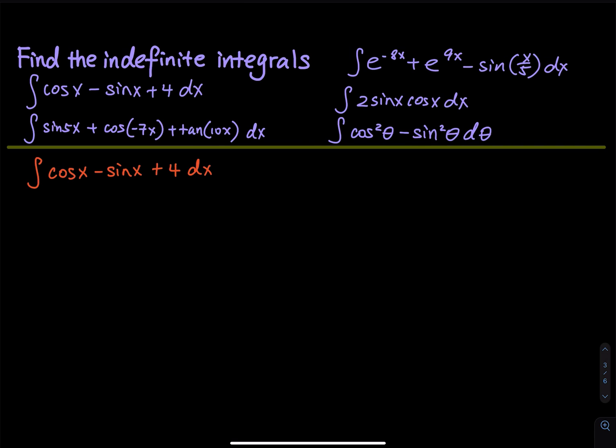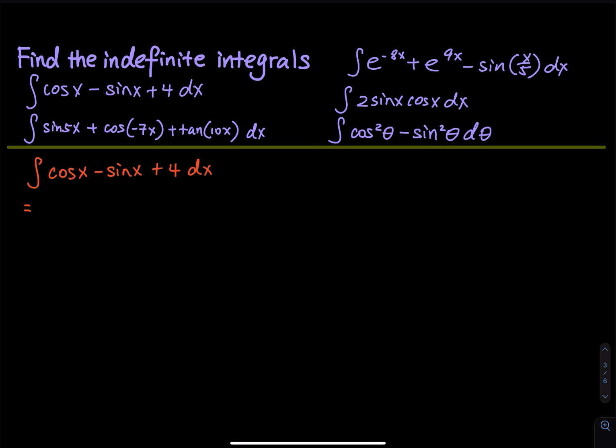Let's find these 5 indefinite integrals. The first one is the integral of cosine x minus sine x plus 4 dx. What is the integral of cosine? If you do not remember the formula, you should watch the previous video.